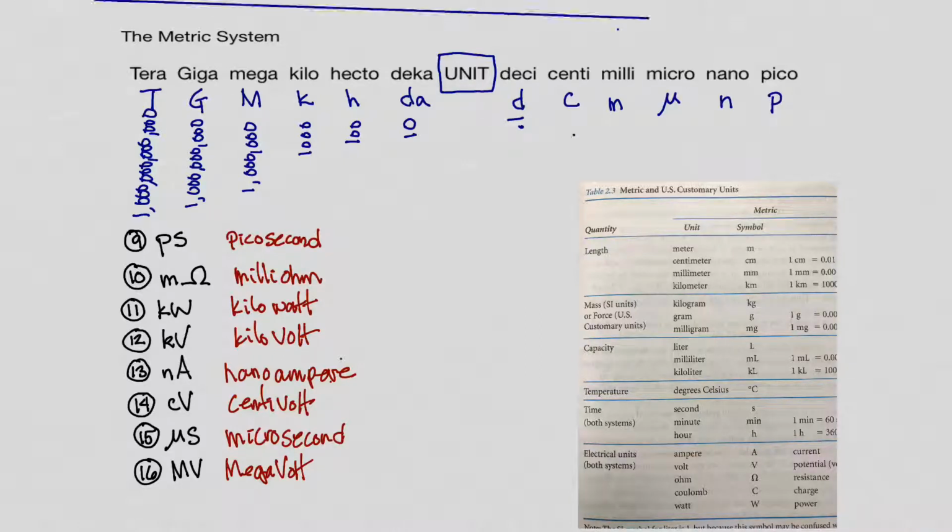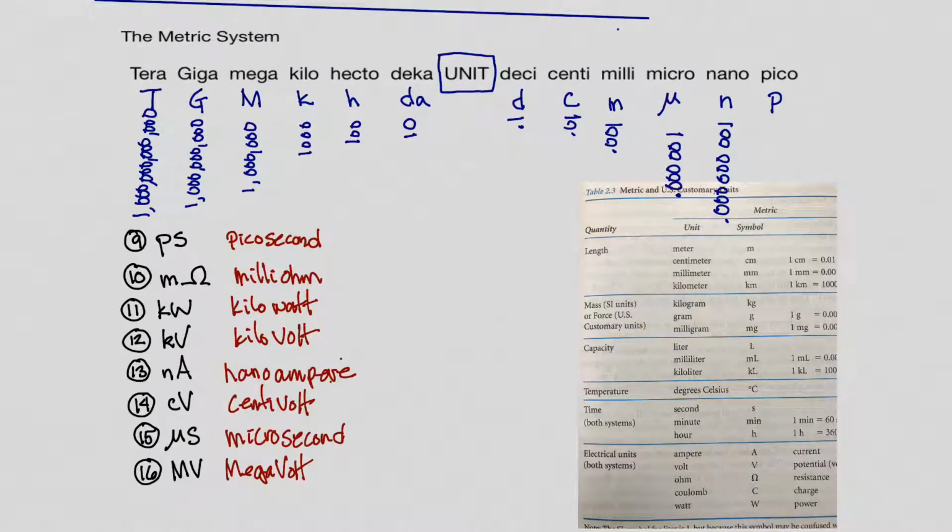A centi is 0.01. A milli is 0.001. Now a micro, we're going to skip a couple here. That's going to be 5 zeros and a 1. So this is going to be 0.1, 2, 3, 4, 5 and a 1. And then a nano is going to be 8 zeros and a 1. So it's going to be 0.1, 2, 3, 1, 2, 3, 1, 2 and a 1.